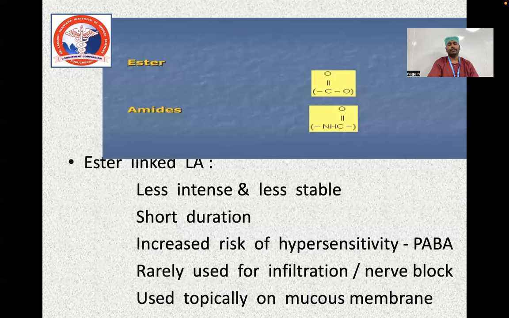Ester-linked local anesthetics are less intense and less stable local anesthetics, with a shorter duration of action. There is an increased risk of hypersensitivity, and they are rarely used for infiltration and nerve blocks. They are used topically on mucous membranes.